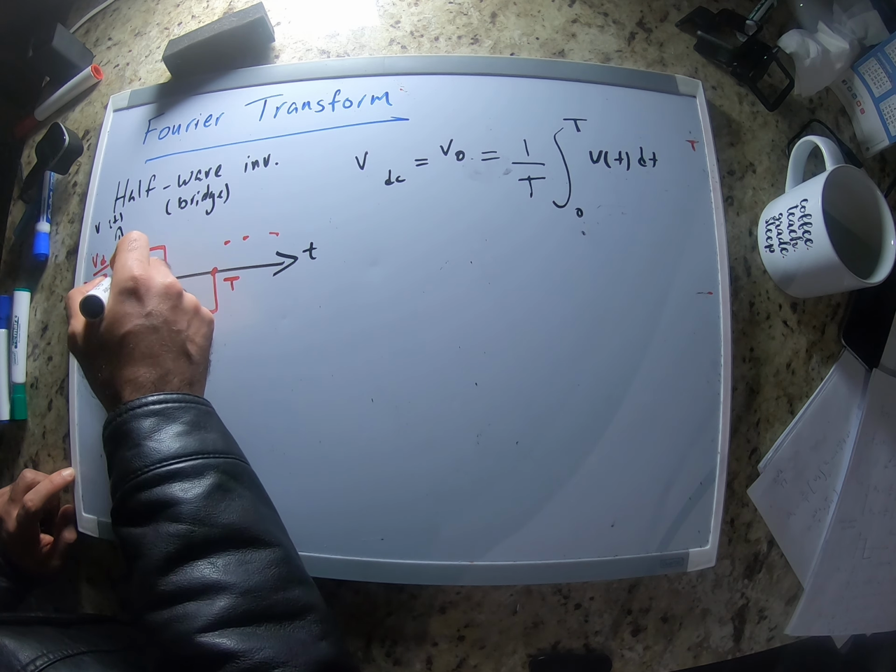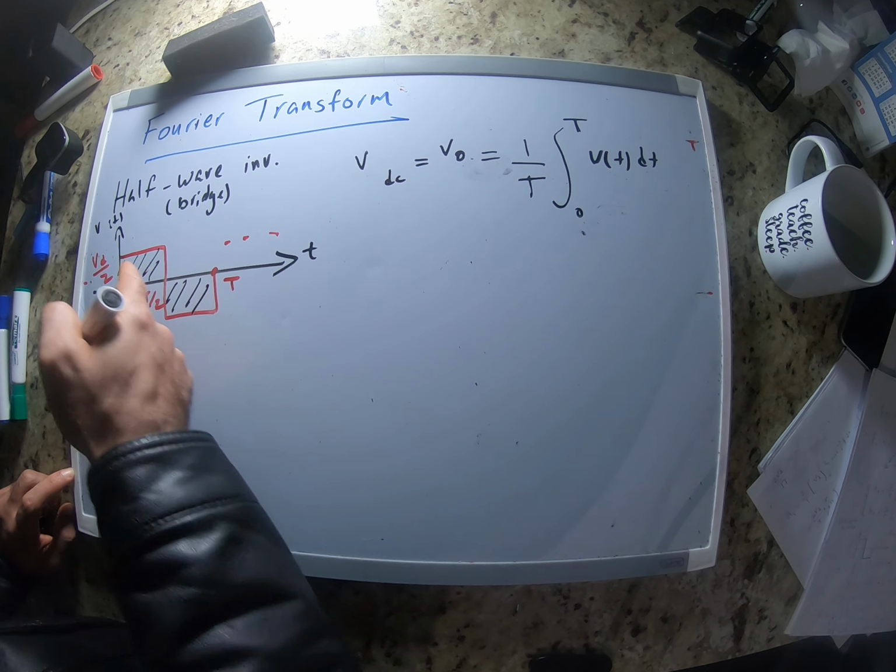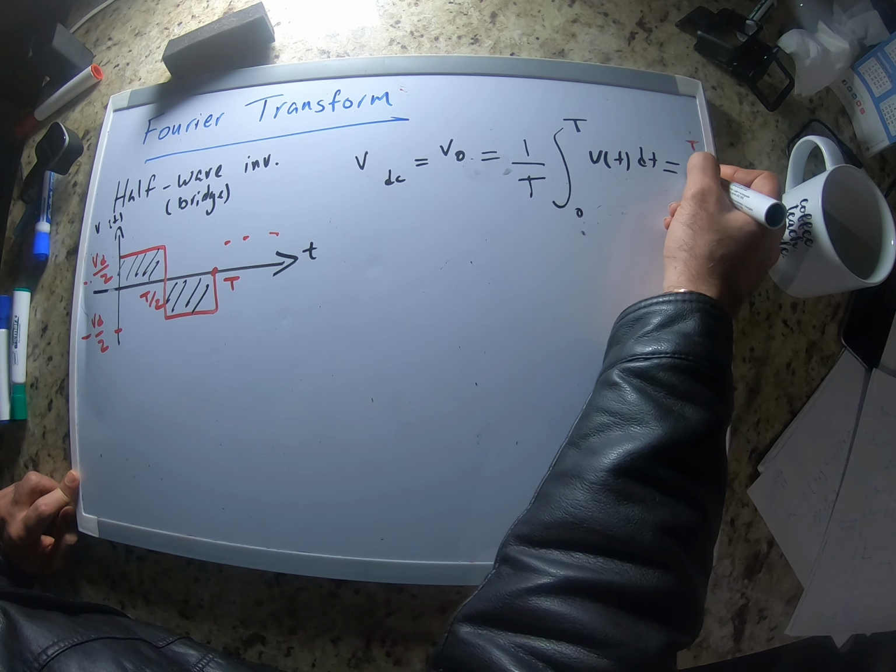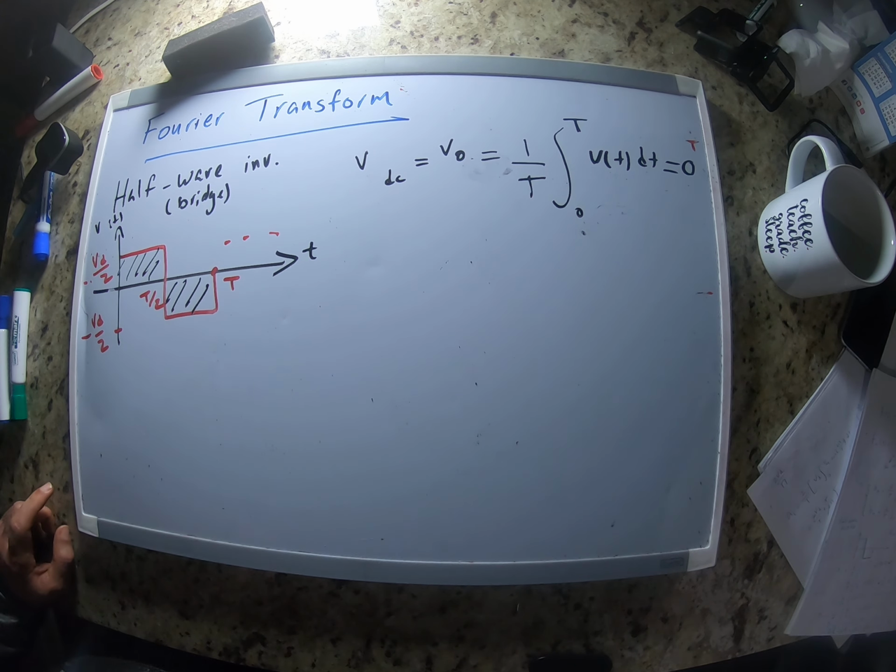The integral is basically this area plus this area. They cancel out, so it's going to be 0. Okay. Now let's find the fundamental component.